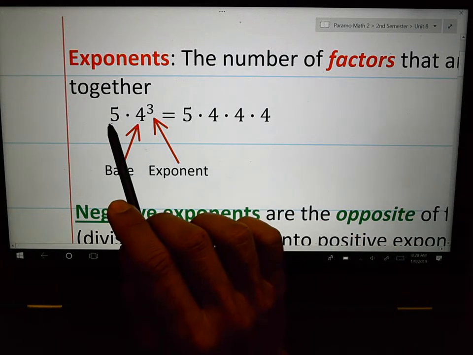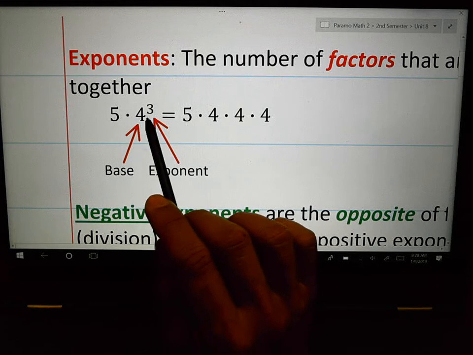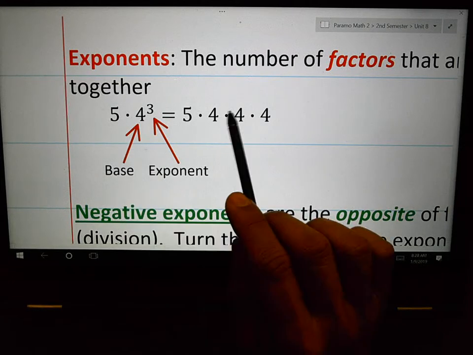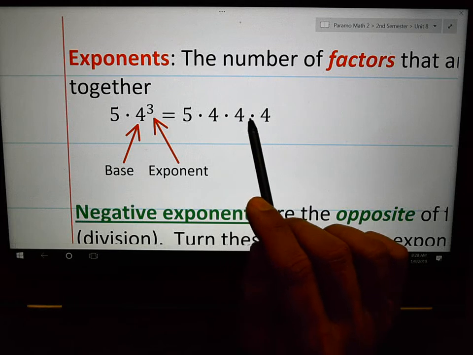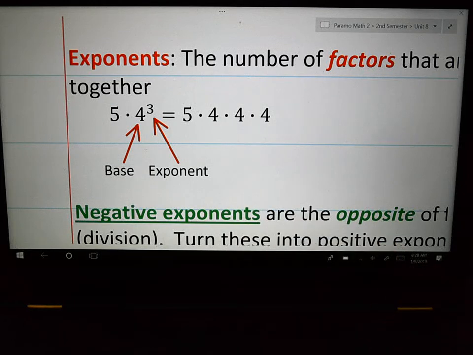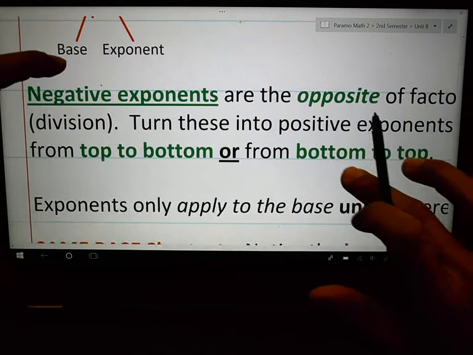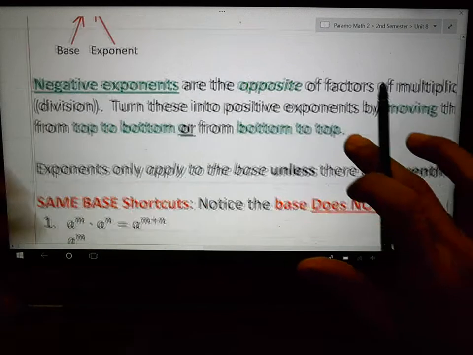If there's a 5 in front of it, 5 times 4 to the third, the 3, that exponent only applies to the base that it's on. It only applies to this number. If there's a 5 in front of it, the 5 multiplies the 4 times 4 times 4. And I say that because that's where you might get confused when we deal with a bunch of different things. Exponents are merely how many factors of multiplication. Which then brings us to negative exponents.